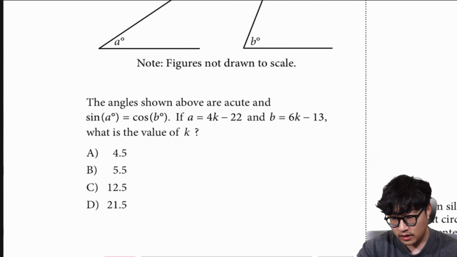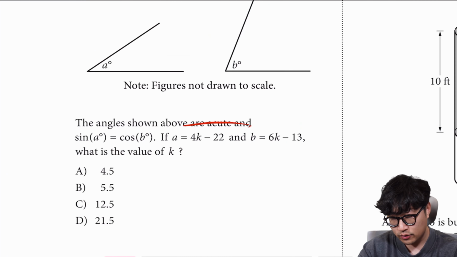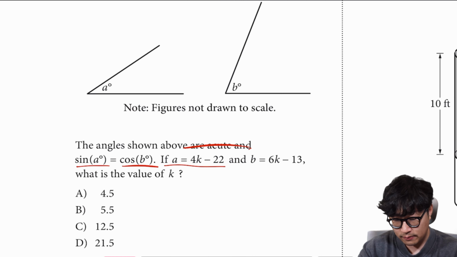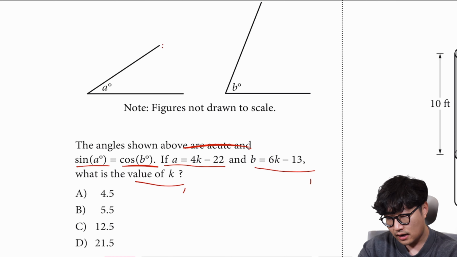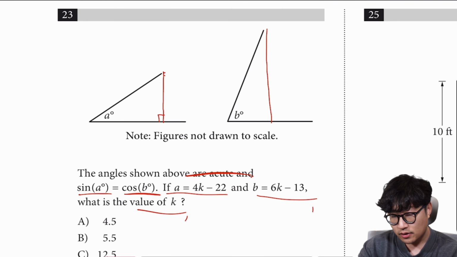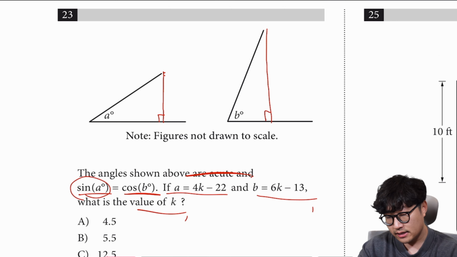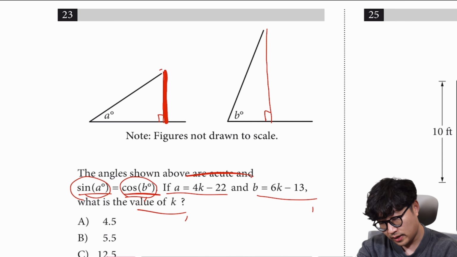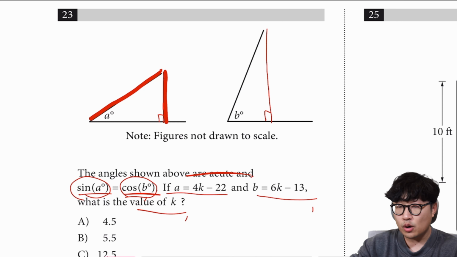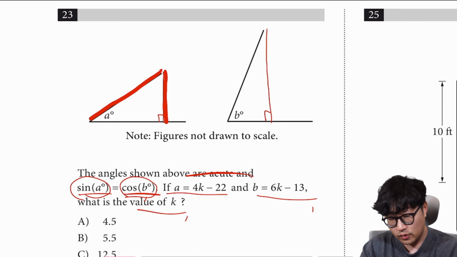Number 23, angles shown, acute angle, sine of A equals cosine of B. If A is that and B is that, what is the value of k? Well, if you notice, just draw a little right triangle like that. The point is this: sine of A is equal to cosine of B. Sine of A is opposite over hypotenuse, so it had better be the same as the cosine of B. So I go to B, which is adjacent over hypotenuse.